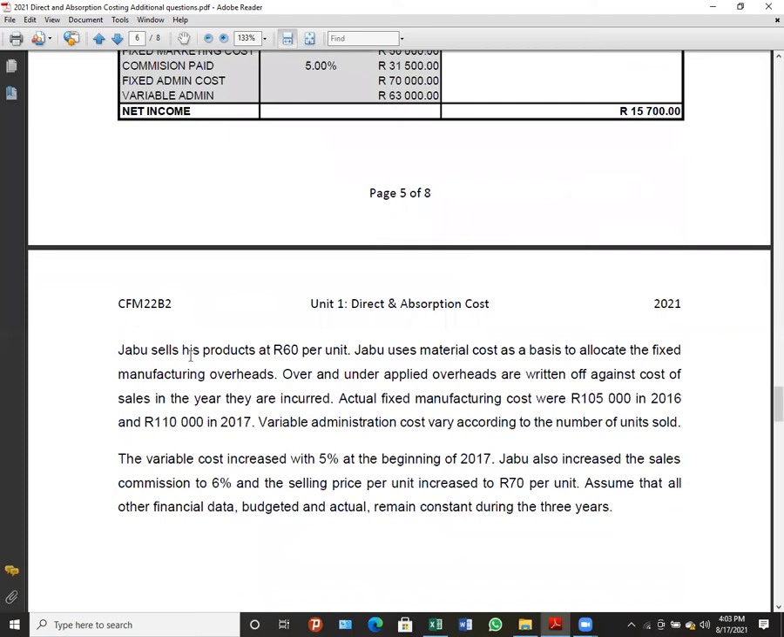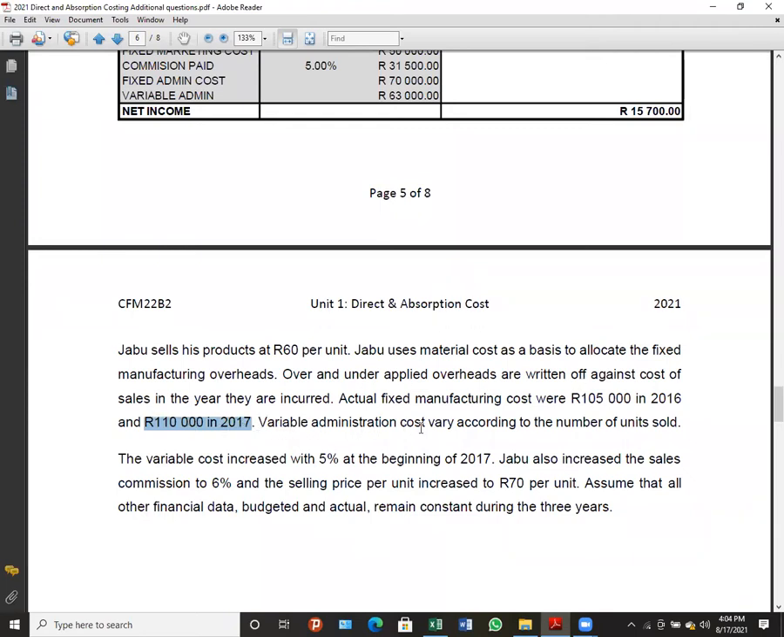Information, guys. Jabu sells his product at 60 Rand per unit. Jabu used a material cost as basis to allocate the fixed manufacturing overhead. Over and under applied, guys, are written off against the cost of sales in the year they are incurred. Net actual fixed manufacturing overhead were 105,000 in 2016. In 2017, 110,000, guys. Please make sure you don't forget this.